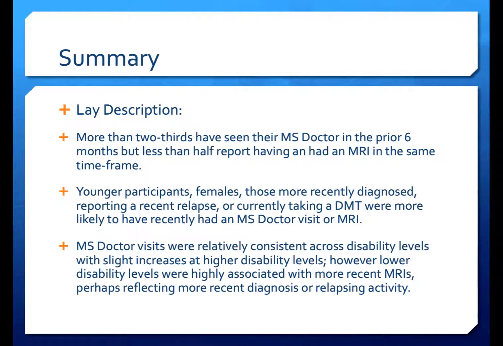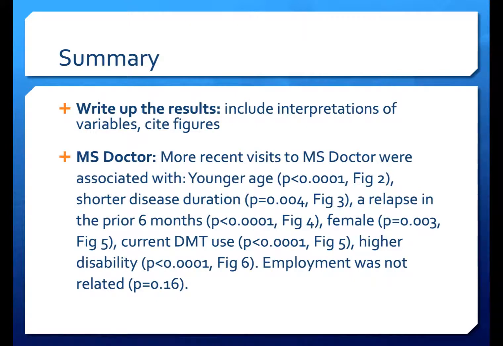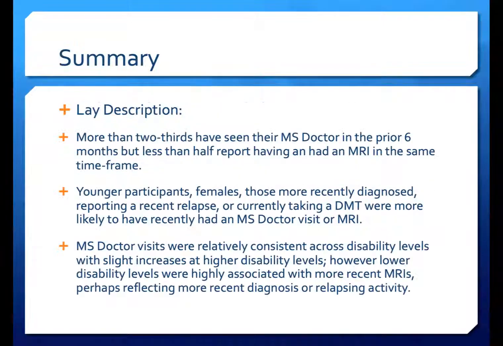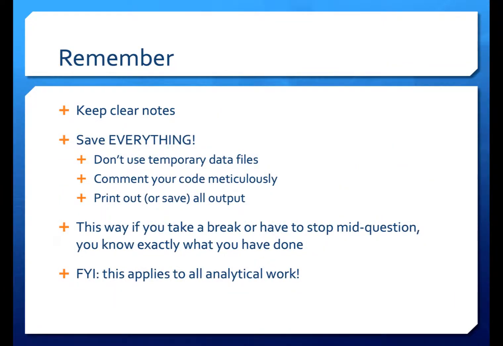And then there's some sort of more general, we're relatively consistent across all disability levels, and lower disability levels were highly associated with more MRIs, perhaps reflecting more recent diagnosis or relapsing activity. So that's an example of a lay description in addition to the prior statistical significance, in addition to the prior figure. So all of those come to tell a story. So it's really important to remember to keep very clear notes for your qualifying exam and actually for anything you do. It's very rare that you can go through a long analysis, particularly for a manuscript, and get through it in one sitting. Don't use temporary data files because you'd have to start over and rerun everything from the beginning.